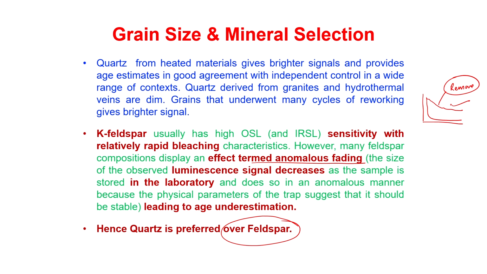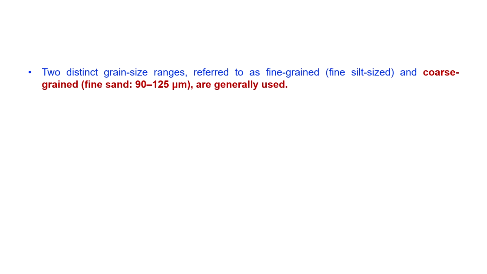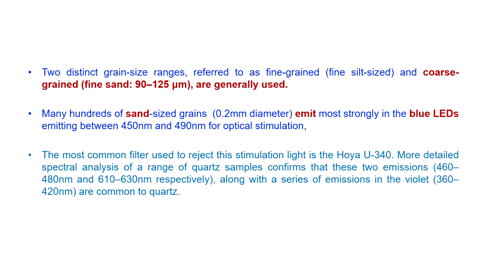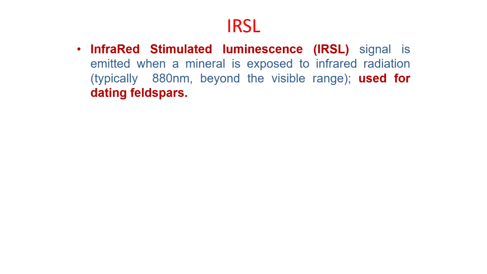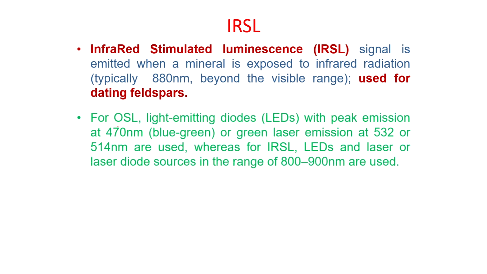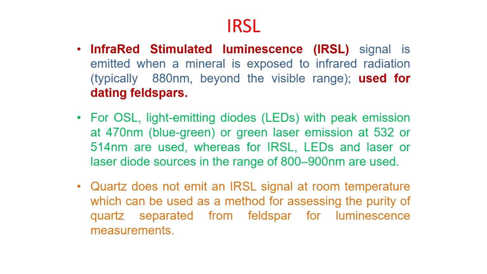But if you are using purely feldspar, then we change the filter, and as I was talking about, we use IR, and then we separate out the feldspar using the fine grain method. Okay. So this also I have discussed about the grain size, so I will just go ahead. And the IRSL part also, the infrared stimulated signal is emitted when the mineral is exposed to infrared radiation, typically, and then used for dating mainly the feldspar. For OSL, light is emitted by LEDs with the peak emission, this is again what we have already discussed earlier. Okay, but you can go through when you are getting the slides.